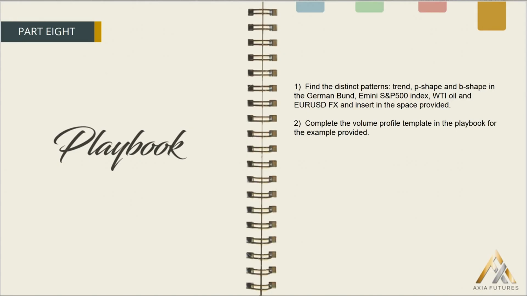So answer the following 2 questions. Firstly, find the distinct patterns, being trend, P-shape and B-shape, in the German Bund, S&P 500 Index, WTI oil and the Eurodollar FX, and insert them into the space provided. Again, take your time in finding these patterns, spend a little bit of time interpreting and understanding their location and why and how they are occurring.